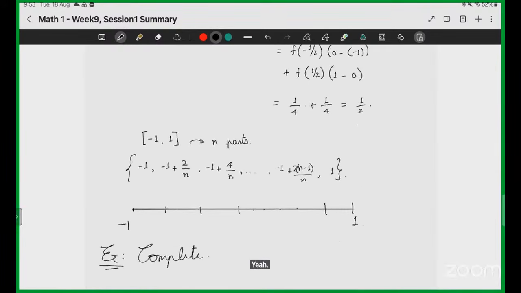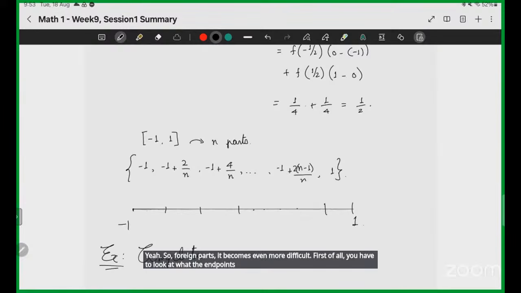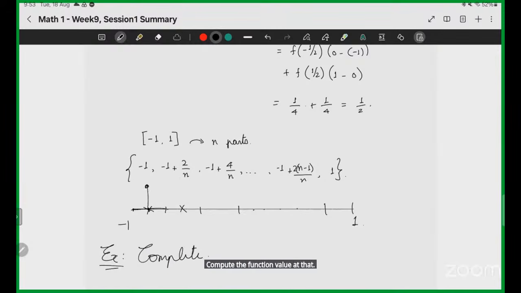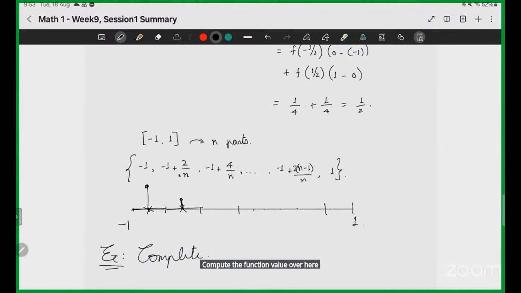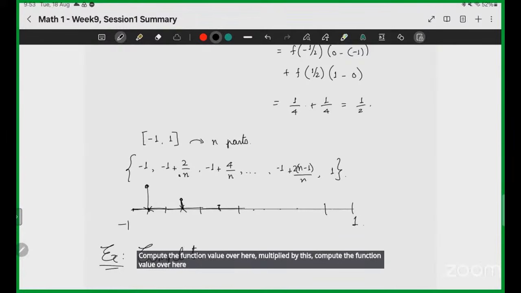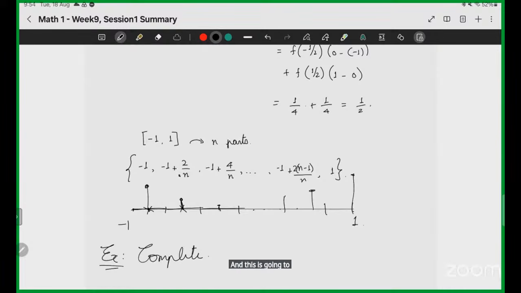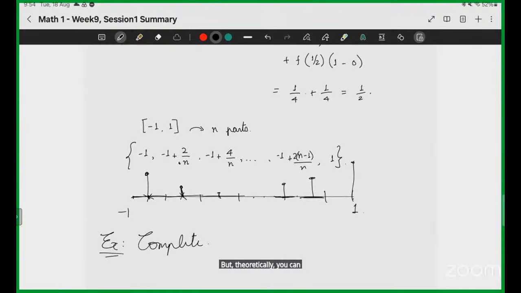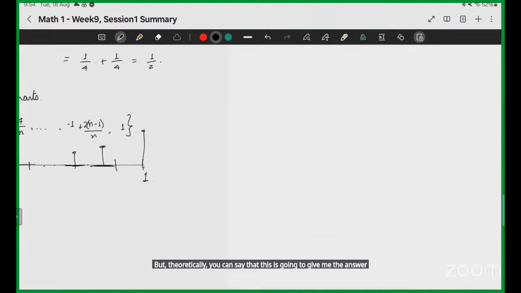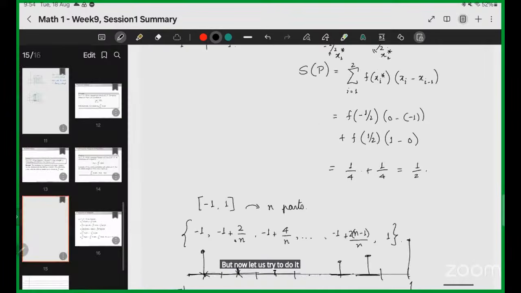Now for n parts, it becomes even more difficult. First of all, you have to look at what the endpoints of the intervals are and then pick a point in between. Compute the function value at that, multiply it with this, compute the function value over here, multiplied by this, and so on. Somewhere you will go back up, and this is going to happen. So this is a tedious process, but theoretically you can say that this is going to give me the answer.